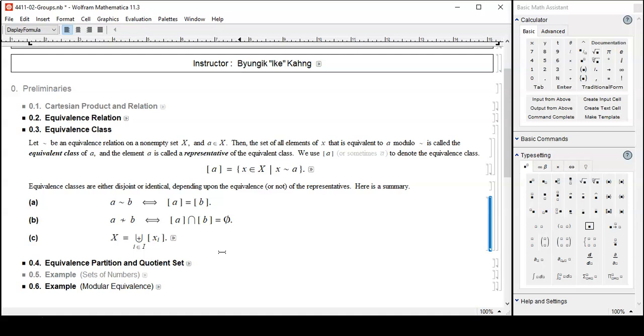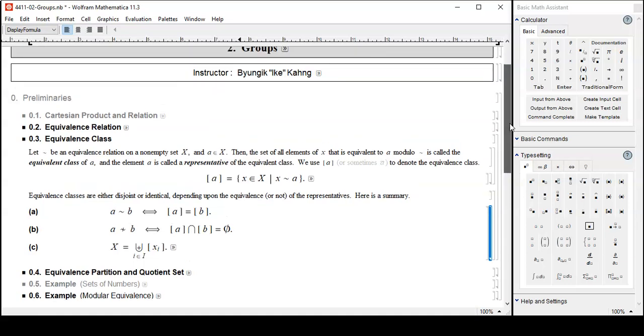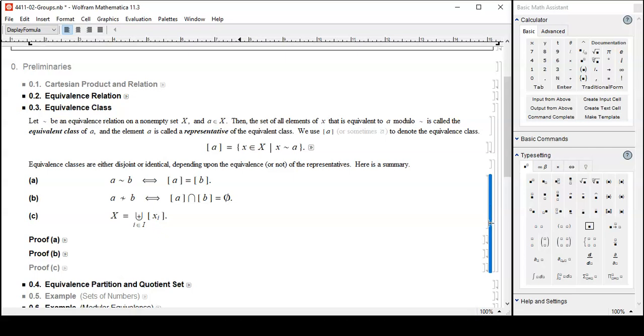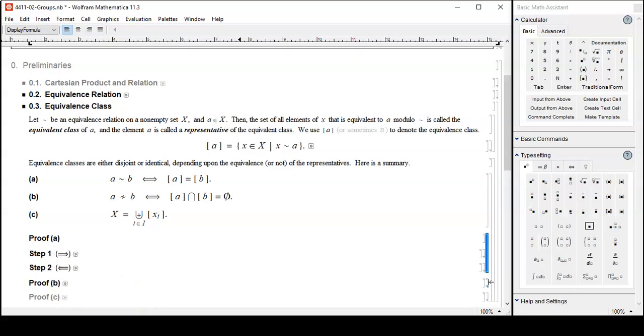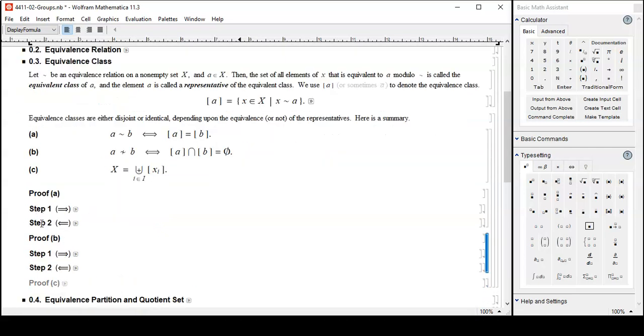Now let's come back and prove these. The first property and second property are both biconditional, so we have to prove both ways. Their structures are kind of like these. One direction, the other direction. One direction, the other direction.